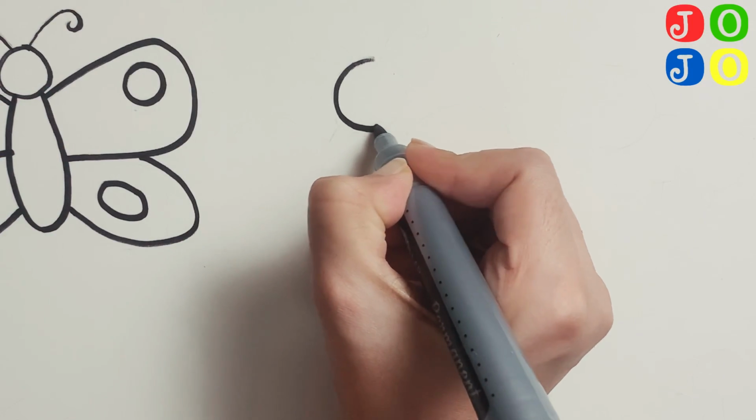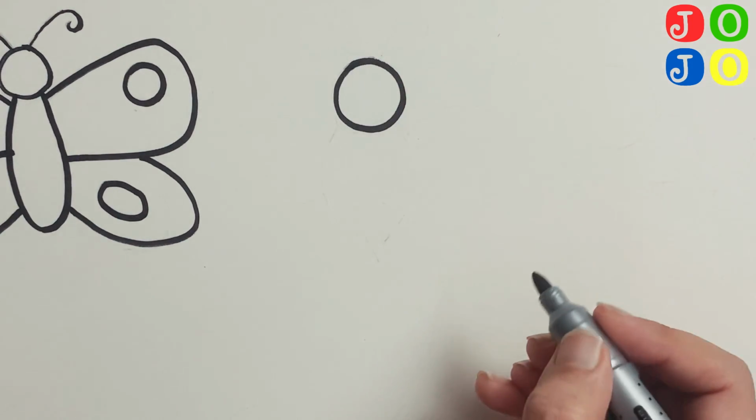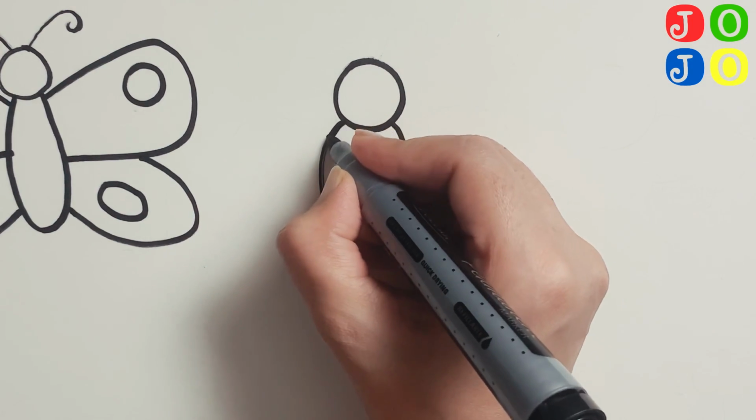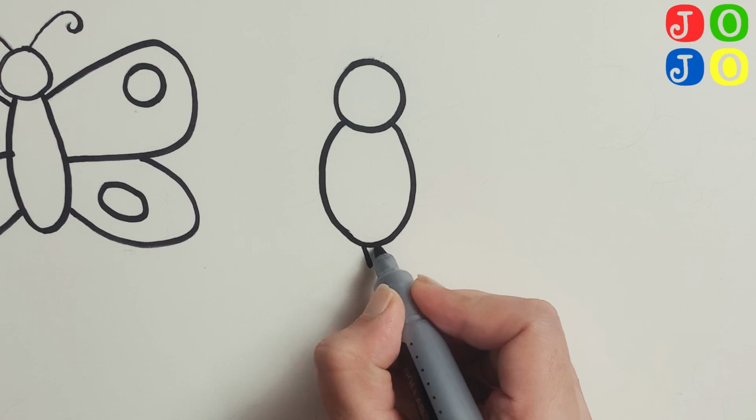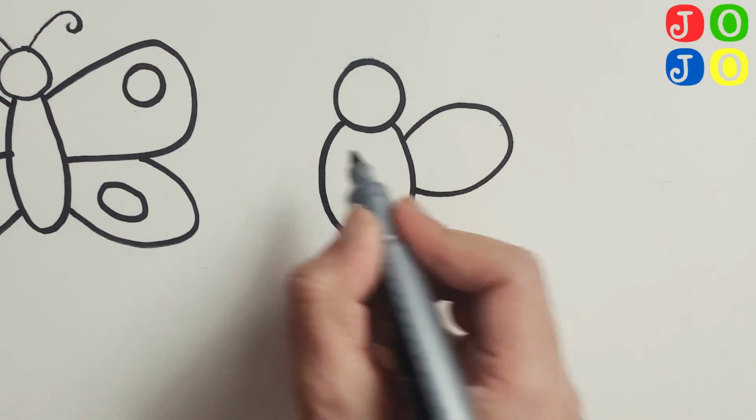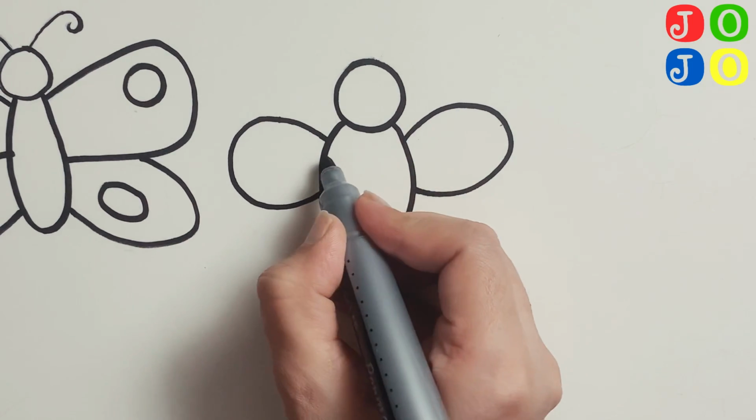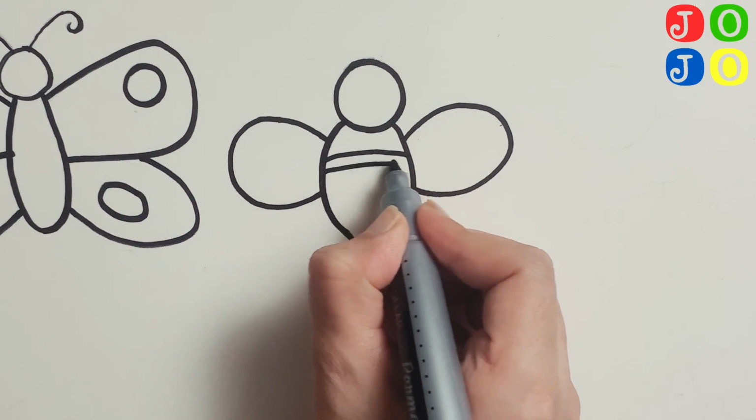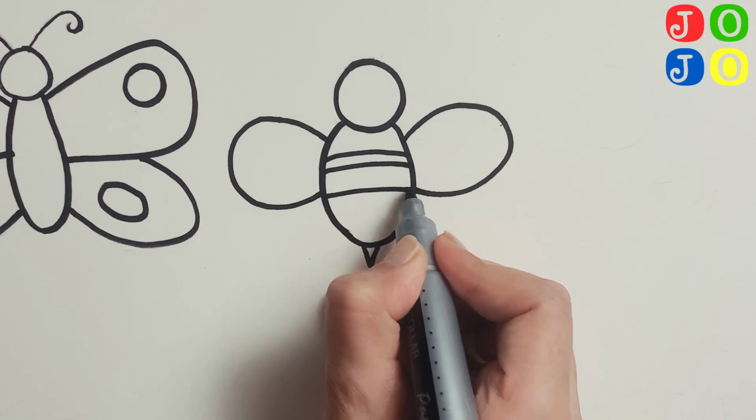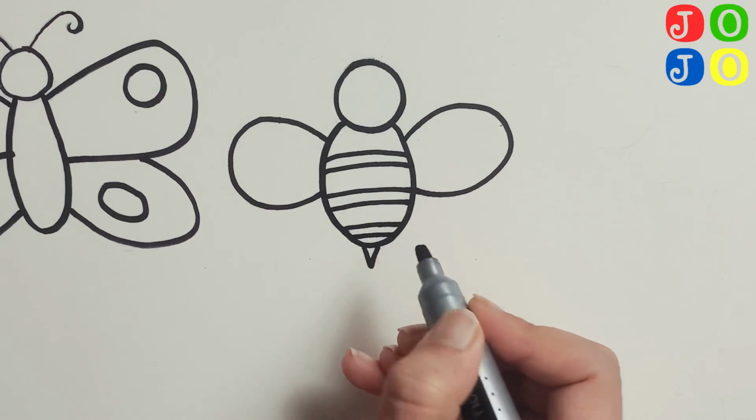Let's move on to another insect. Again, we make a circle and we are going to attach a body with it. This time, it's different. This insect has also got some wings. It has also got some stripes on it. I think you know it now. It's a honeybee.